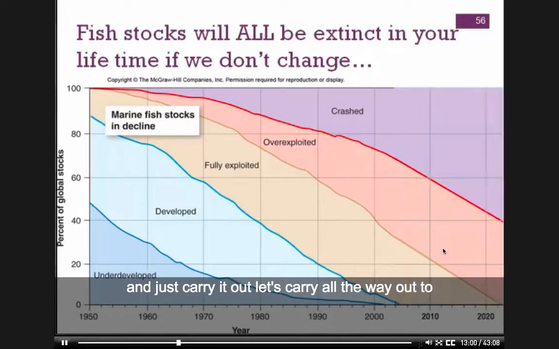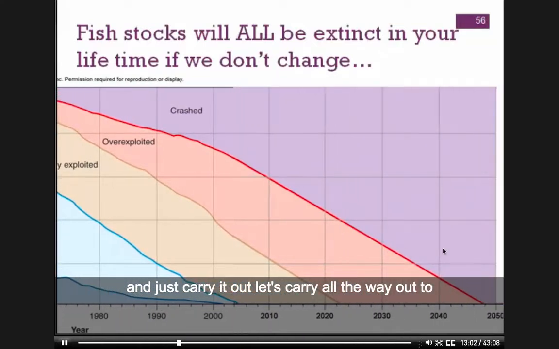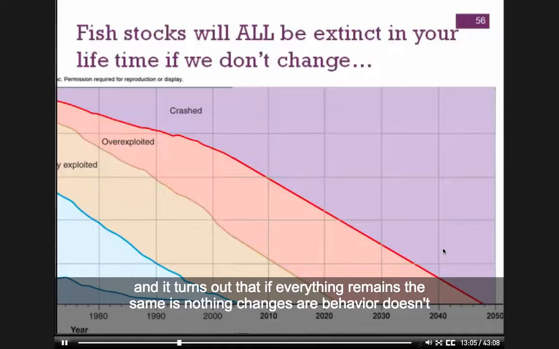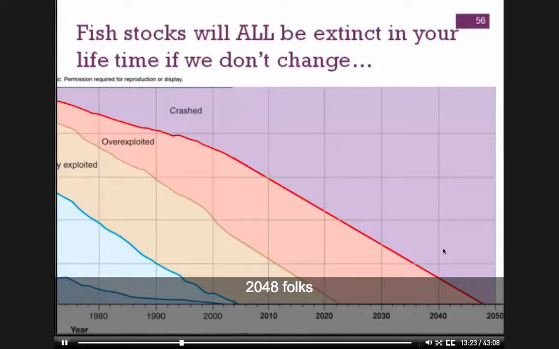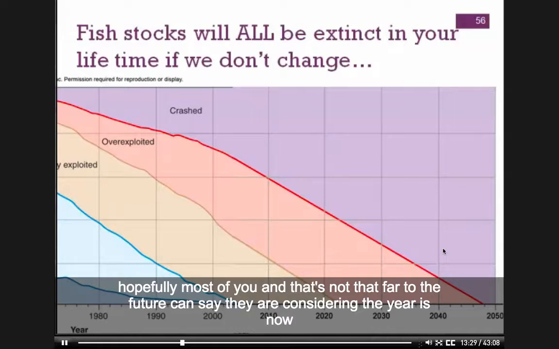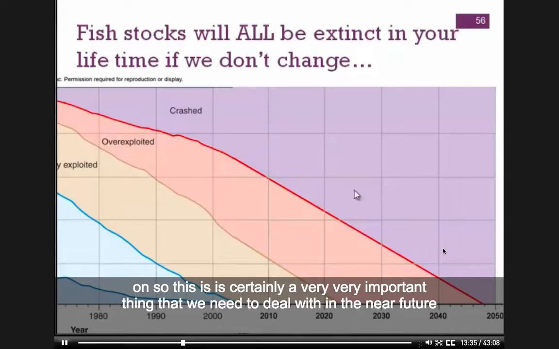Let's carry it all the way out to 2050. And it turns out that if everything remains the same, if nothing changes, our behavior doesn't change, every fish stock that we normally fish for commercially will be extinct in about 2048. 2048, folks. How many of you plan to be alive in 2048? Hopefully most of you. And that's not that far into the future, considering the year it is now. So this is certainly a very, very important thing that we need to deal with in the near future.